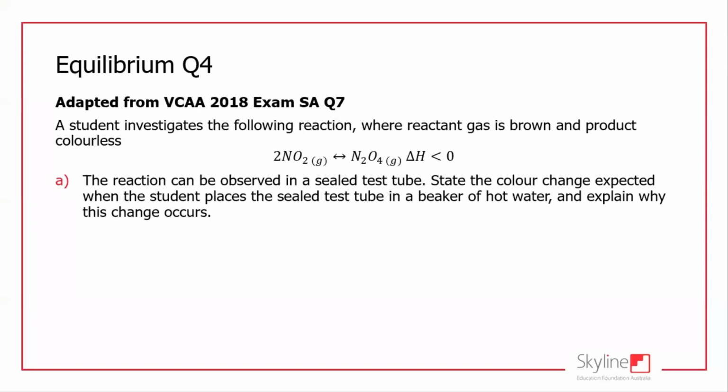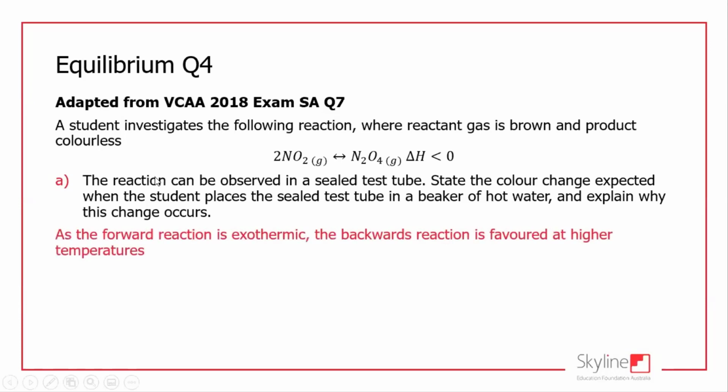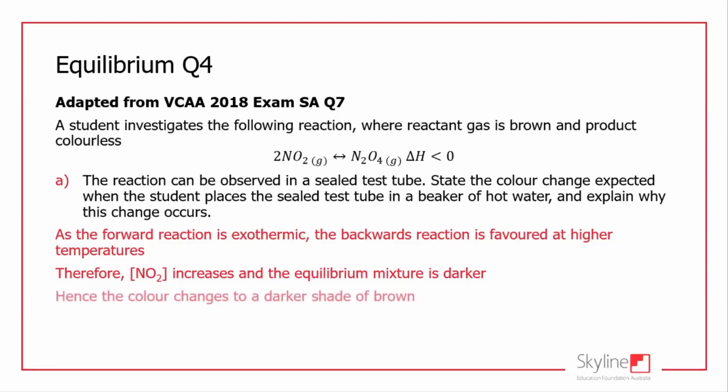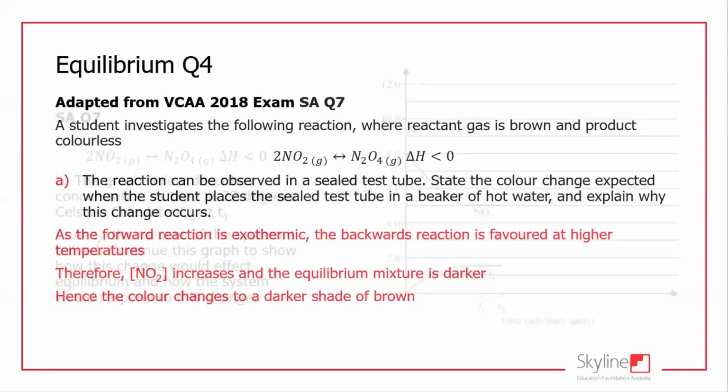So 2NO2 becomes N2O4, and we have an exothermic reaction. As the forward reaction is exothermic, the backwards reaction is favored at higher temperatures. Therefore, in this beaker of hot water, we're going to be favoring the backwards reaction, producing a greater concentration of NO2. NO2 is brown, and N2O4 is colorless. Therefore, at equilibrium, when we put it in hot water, the equilibrium mixture is darker than it would be at room temperature. Therefore, the color changes to a dark shade of brown. That's how we answer that one.